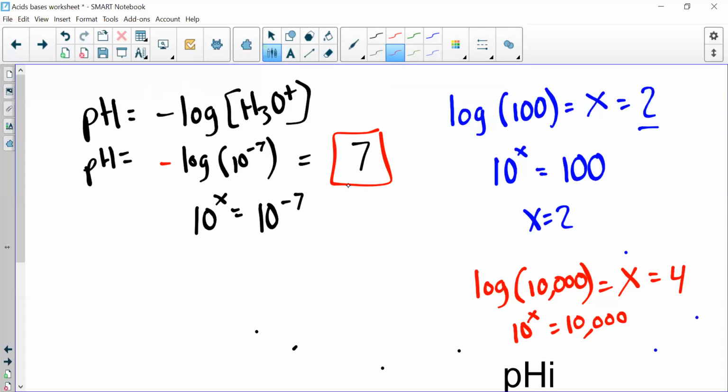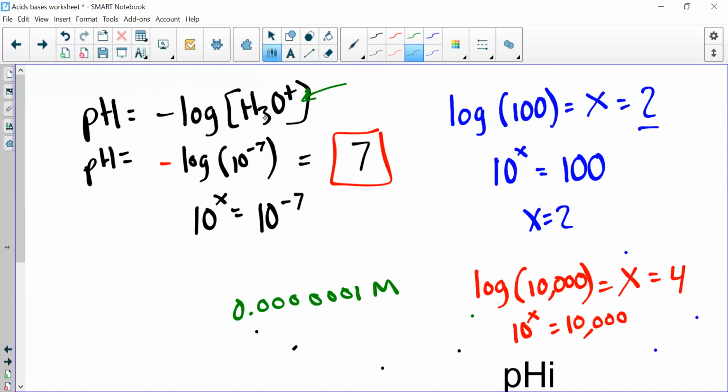By the way, I should mention one thing here. For concentration, it's technically a measure of molarity. So when I say it's 10 to the negative 7th, technically it's 0.0000001 molar. So concentration has a unit, which is molarity, but pH doesn't actually have a unit, it's just a number.